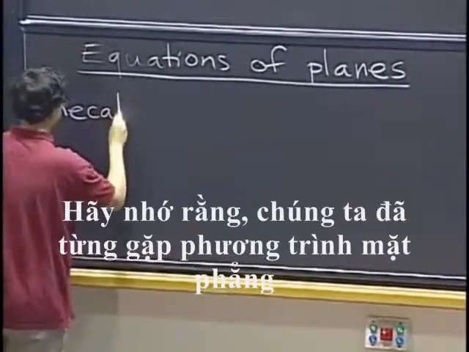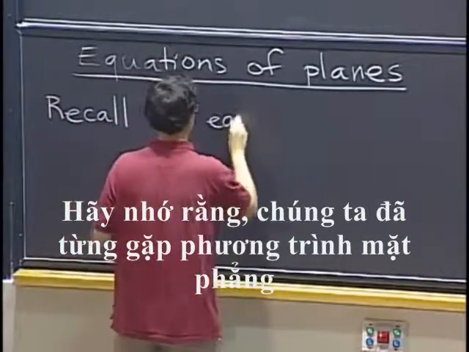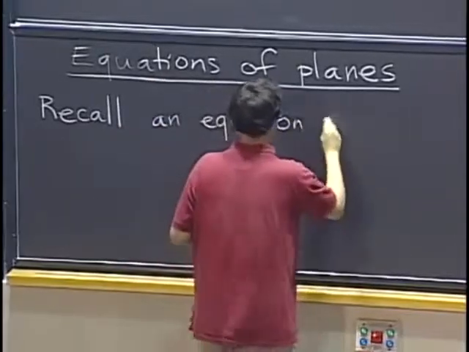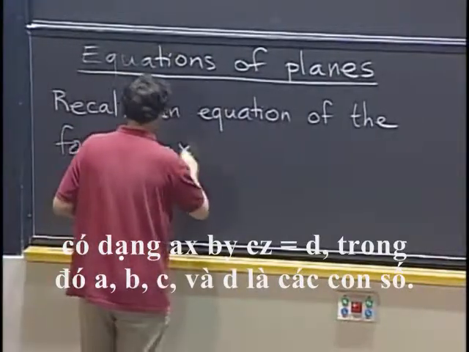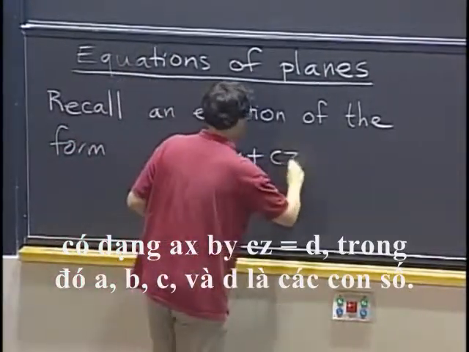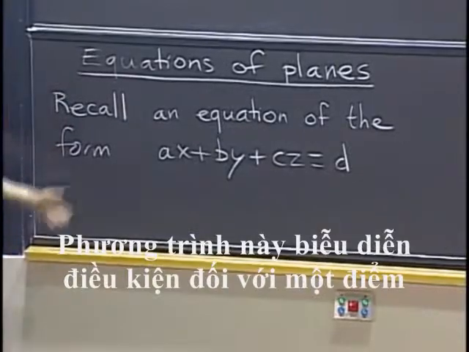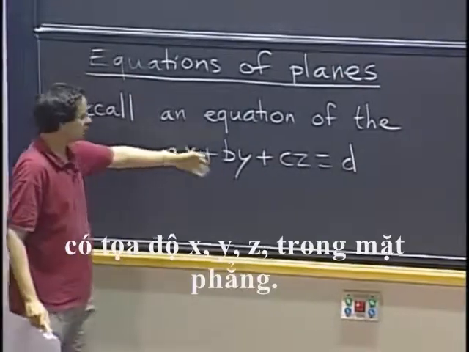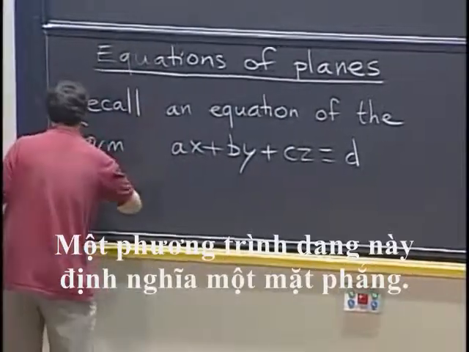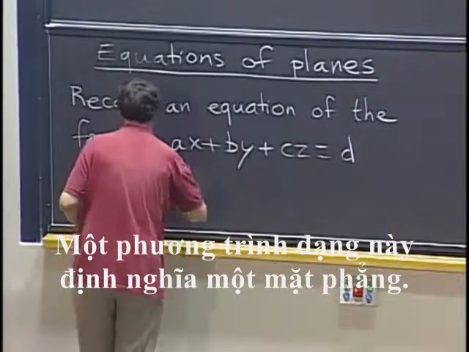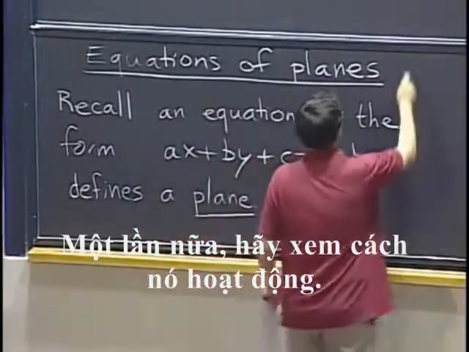So remember, we've seen briefly that an equation for a plane is of the form ax plus by plus cz equals d, where a, b, c, and d are just numbers. This expresses the condition for a point at coordinates x, y, z to be in the plane. And so an equation of this form defines a plane. So let's see how that works again.